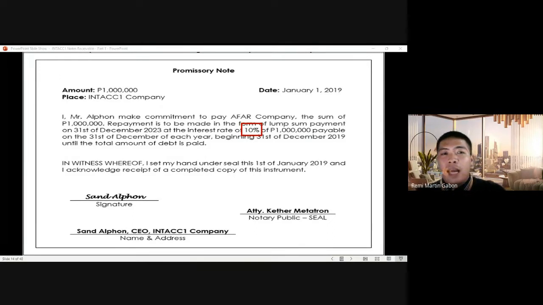That is why the amount used for initial measurement is called the face amount or face value, like here, the 1 million. That is the face value. So this 10% will be multiplied to 1 million to arrive at the interest for the promissory note. Again, the interest is termed as accrued interest, if we are following the accrual process.